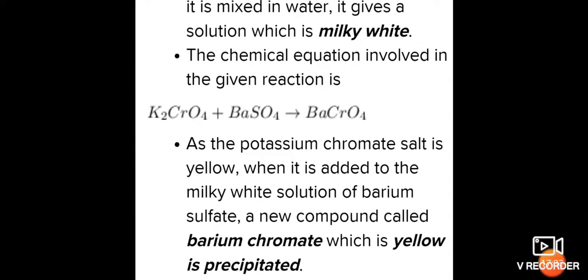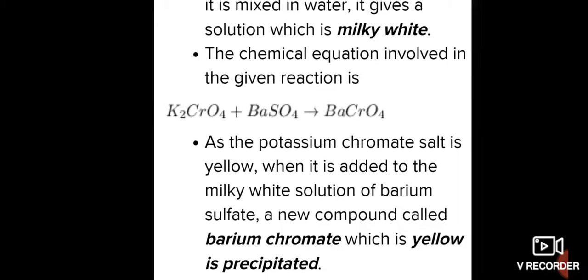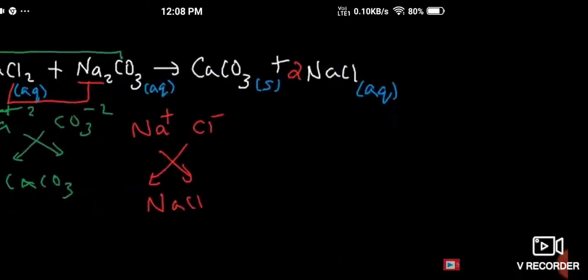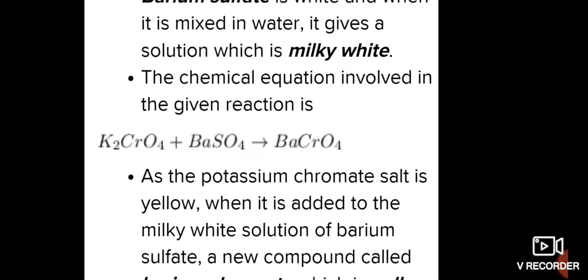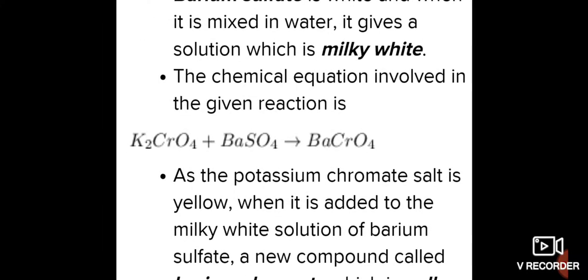So see, K2CrO4 plus BaSO4 will form BaCrO4 plus K2SO4, that is, barium chromate plus potassium sulfate will be formed. So here a double displacement reaction has taken place.